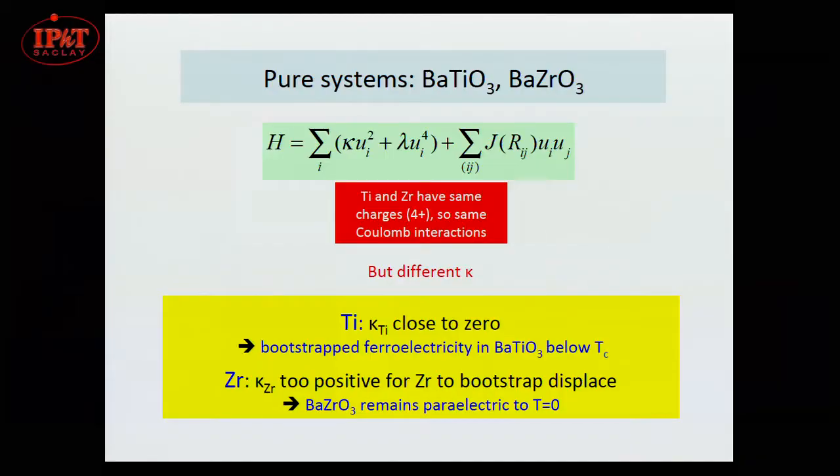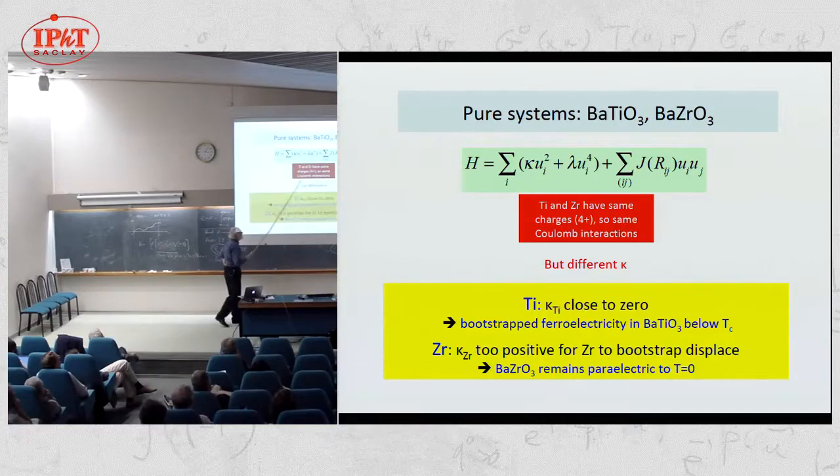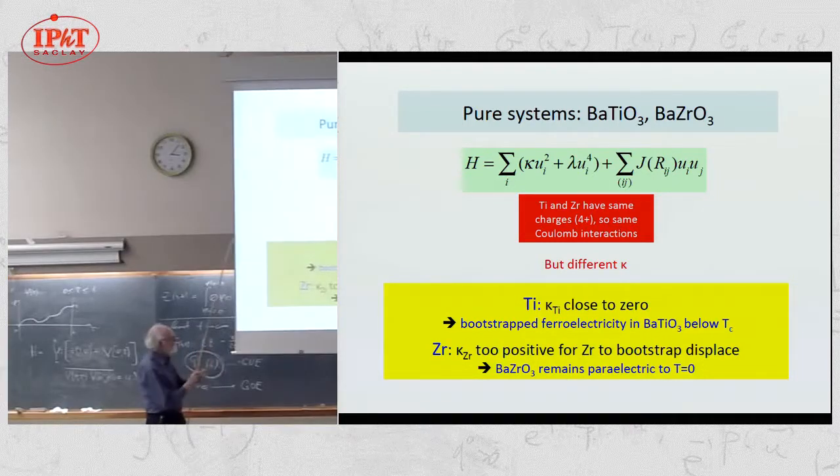A couple of classic pure systems are barium titanate and barium zirconate. The Hamiltonian is just the one that I talked to you about before. They're very similar to one another in that titanium and zirconium both have the same charges, so obviously they'll have the same Coulomb interactions, but they differ in the values of this quantity kappa. In titanium, kappa is close to 0, and it's quite easy then for the system to bootstrap ferroelectricity through the interaction terms beneath the critical temperature.